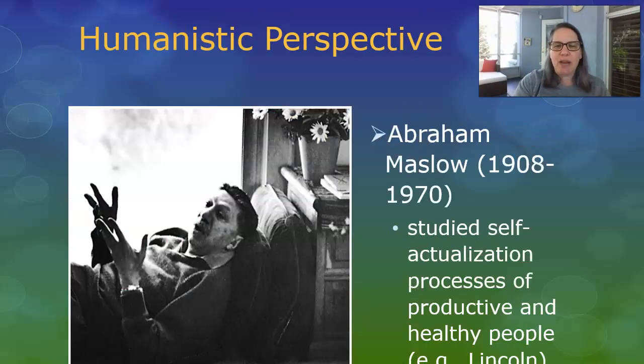We've already mentioned Abraham Maslow is the father of humanism. He studied the self-actualization process in productive, healthy people. So people like Abraham Lincoln, Gandhi. So people that Maslow felt had reached their highest potential, were self-actualized human beings.